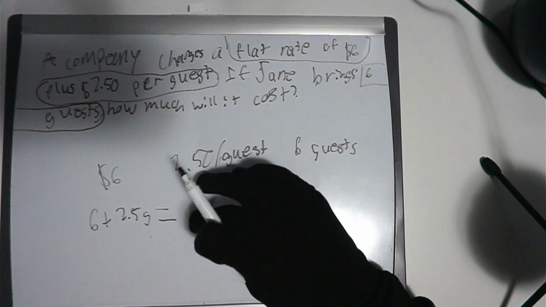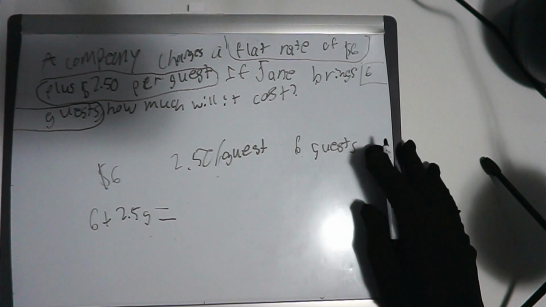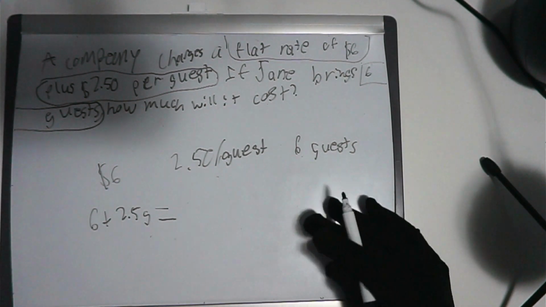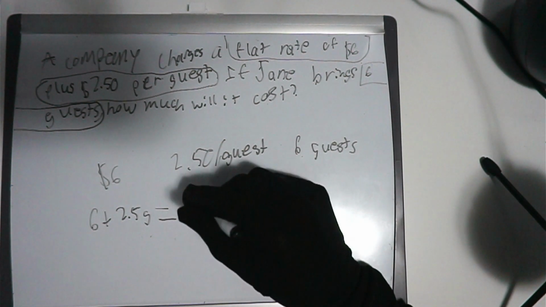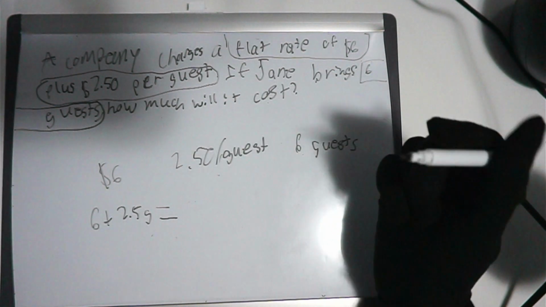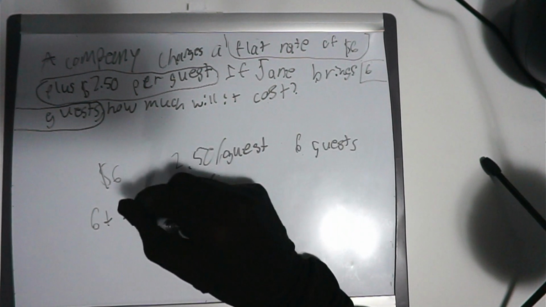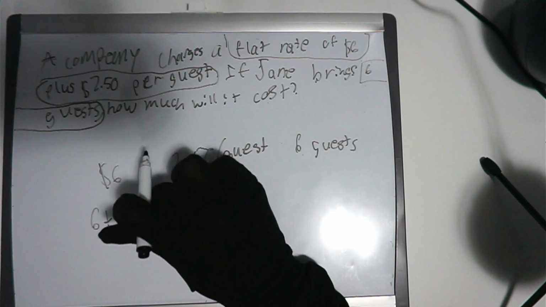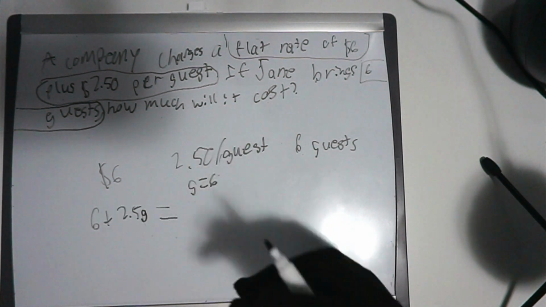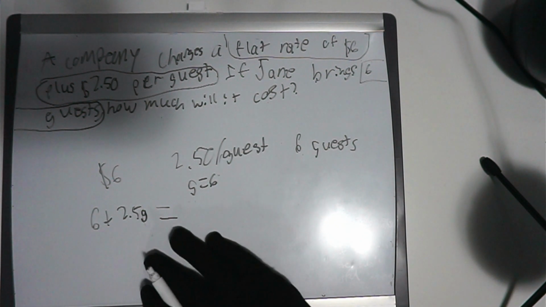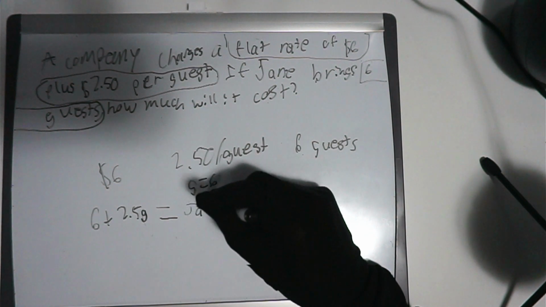Actually, no. Wait. So how you write this down is, if Jane's bringing 6 guests, we're trying to figure out how much they'll charge Jane. So we actually know g. So g equals 6. Actually, we're gonna write g for simplicity's sake and just replace it in the 6. So 6 plus 2.5g equals Jane's cost.